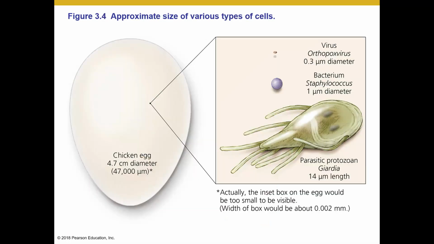This image helps you visualize scale. A chicken egg has about a 4.7 centimeter diameter. A red blood cell is approximately 7-8 micrometers in diameter. A parasitic protozoan such as Giardia is 14 centimeters in length. A bacterium such as Staphylococcus is approximately 1 micrometer in size. A virus such as orthopox virus has a 0.3 micrometer diameter.